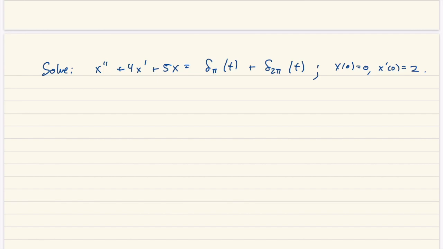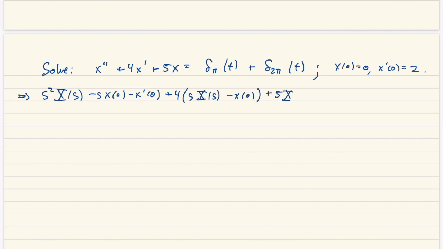So what's going to happen is we're going to take the transform of both sides. The transform of x double prime is s squared capital X of s minus s little x of 0 minus x prime of 0. The transform of x prime is going to be s capital X of s minus little x of 0, plus 5 capital X of s. The transform of delta sub pi of t is going to be e to the minus pi s, and the transform of delta sub 2 pi of t is going to be e to the minus 2 pi s.